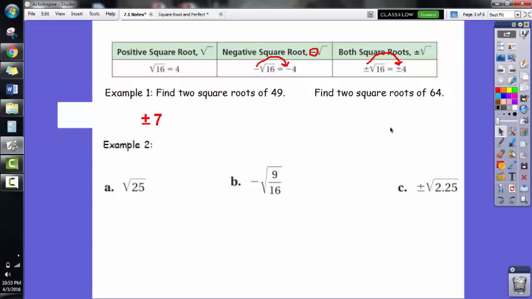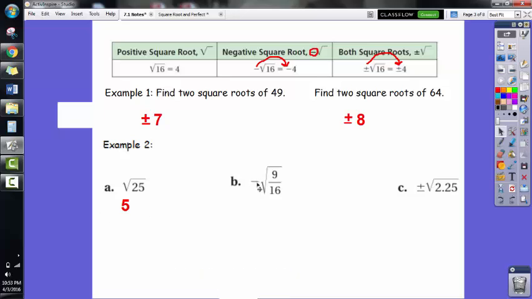The square roots of 64, what times itself is 64? Well, that would be 8. So positive 8 times positive 8 is 64, and negative 8 times negative 8 is 64. For example 2, now you're trying to focus on getting the right sign. So remember, square root of 25, there's nothing out front, so all we have to do is write 5.